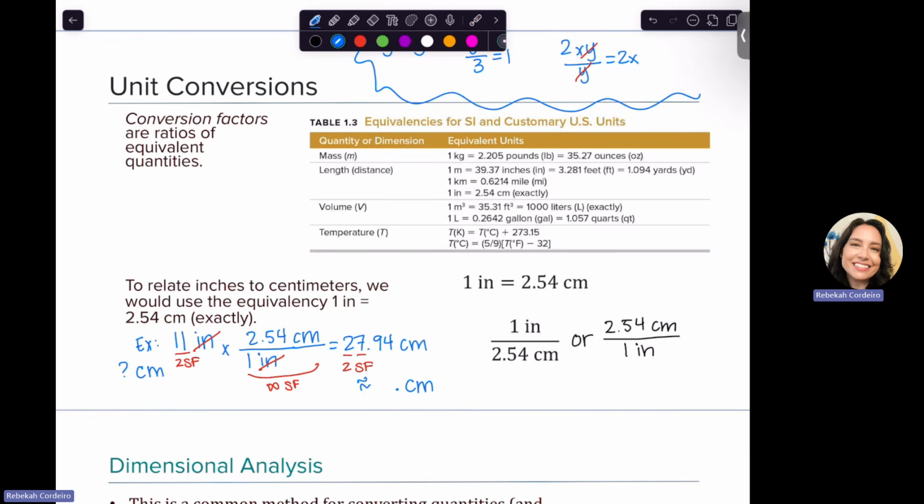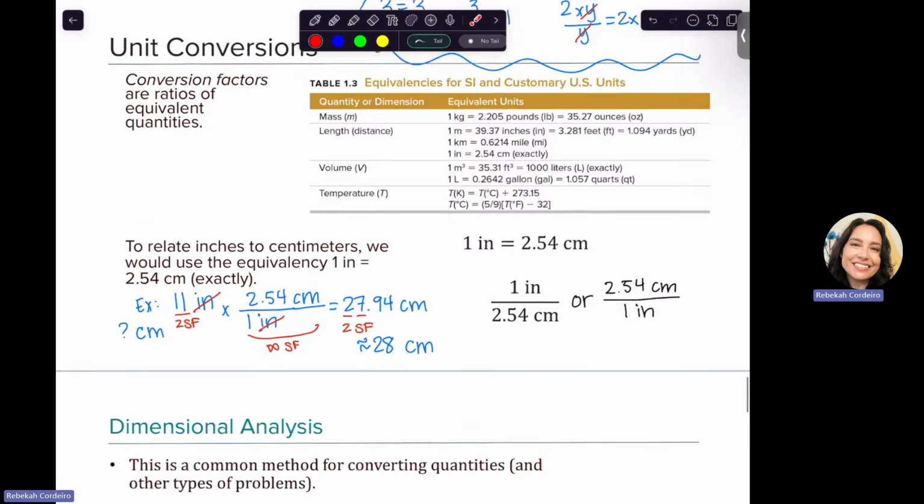I'm tired. 28. That was a wild rounding there. I think I rounded just to the 1 sig fig. So 2 sig figs, we would look at the 7. To the right of the 7 is a 9. So we're going to round the 7 up to an 8. So 28 centimeters there. My apologies.